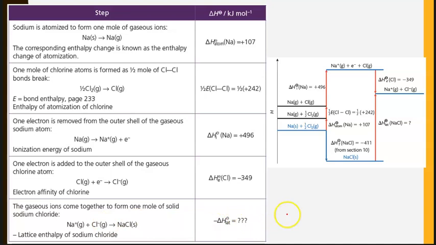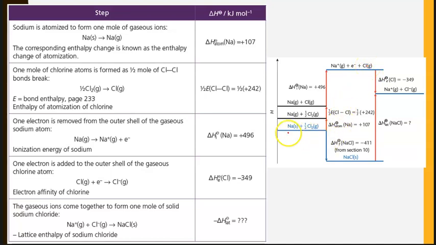So we can actually do this as a cycle. Down the bottom here, we place sodium chloride solid. That's what we want to get to. Up the top, and our highest energy, if we think of this as enthalpy, our highest energy state is going to be our sodium ions and our chlorine atoms.